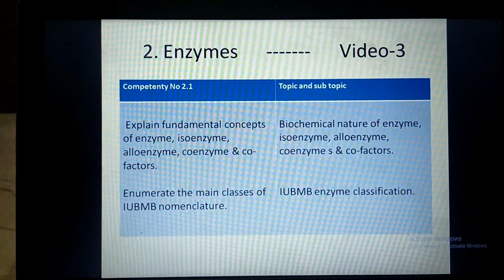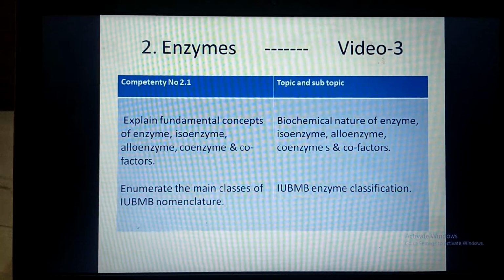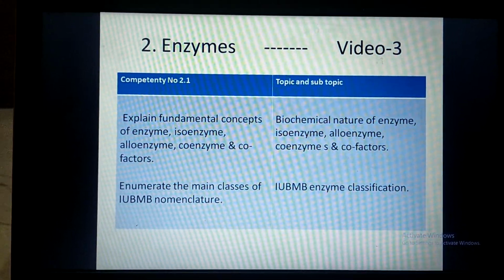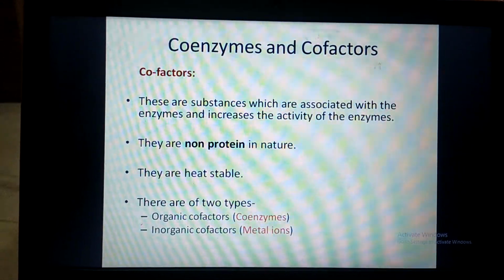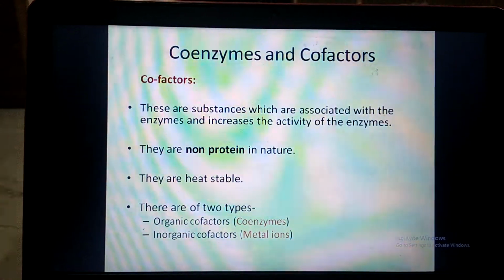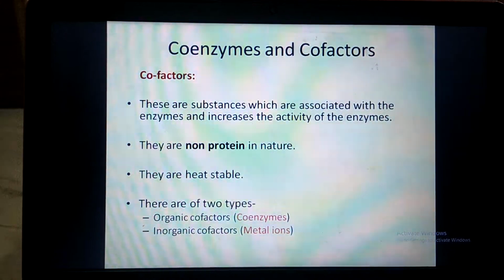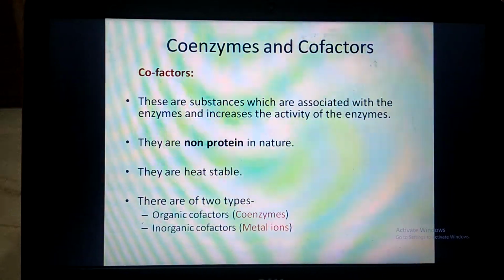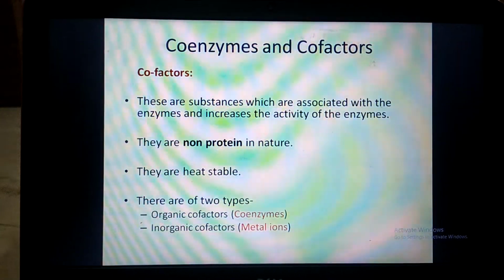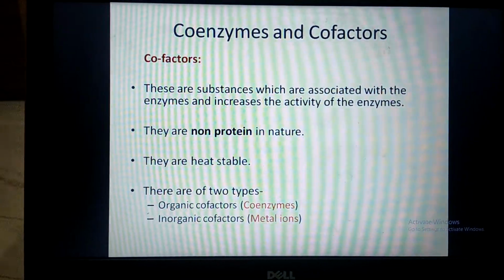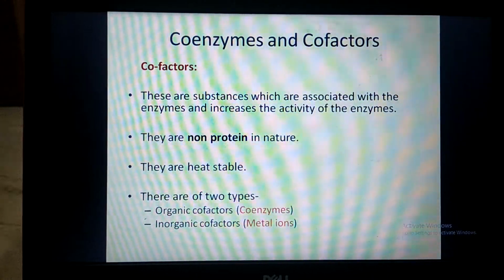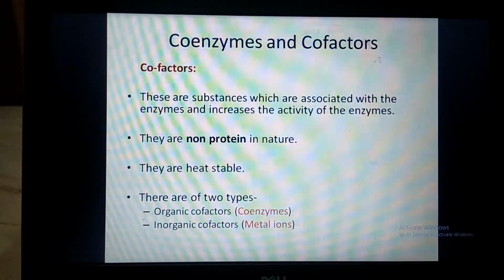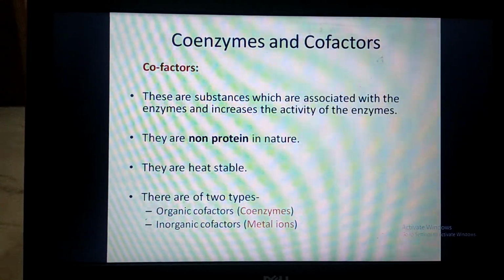We continue our topic enzymes and competency number 2.1, and today's subtopic is coenzymes and cofactors. First about cofactors. These are the substances which are associated with enzymes and increase the activity of the enzymes. They are non-protein in nature, they are heat stable, whereas enzymes are mostly protein and heat labile.